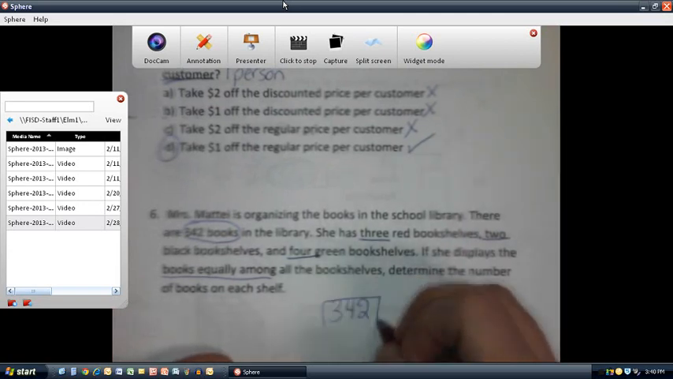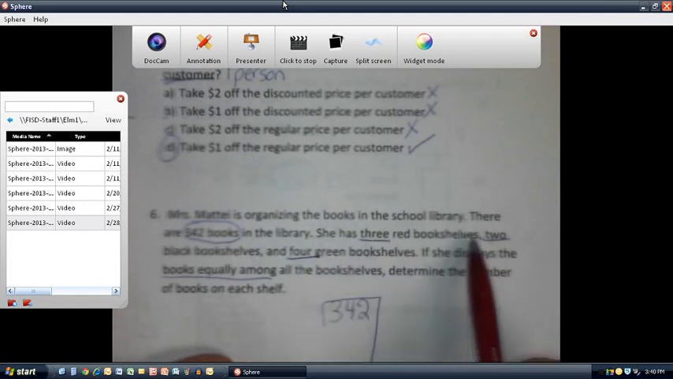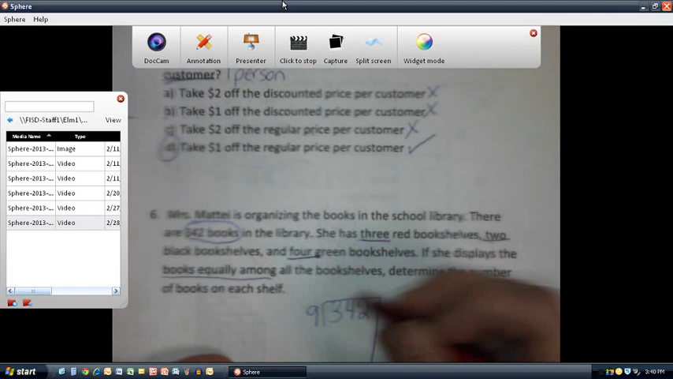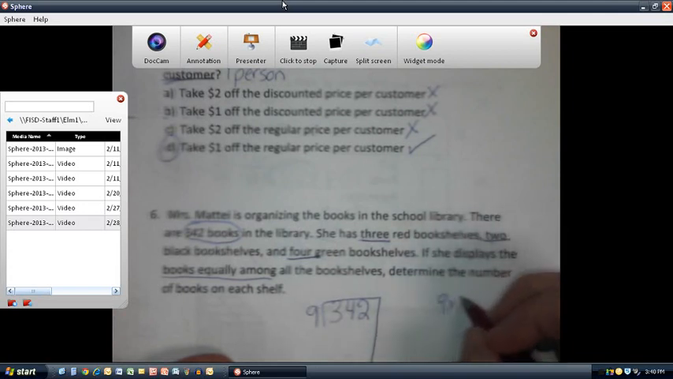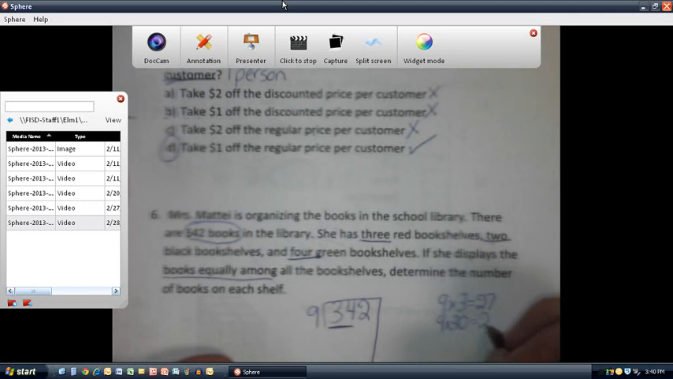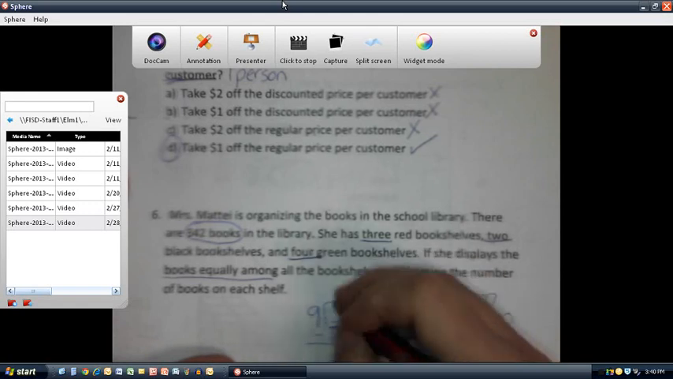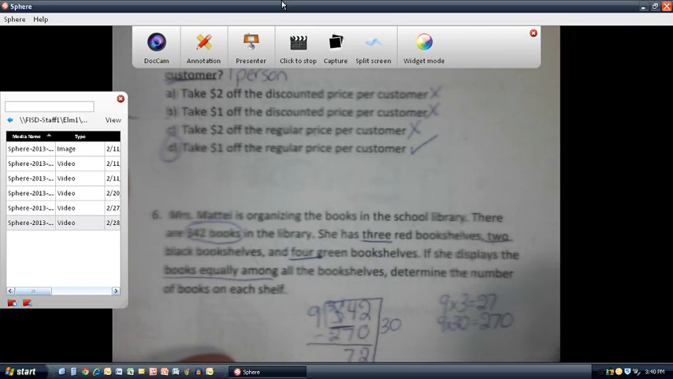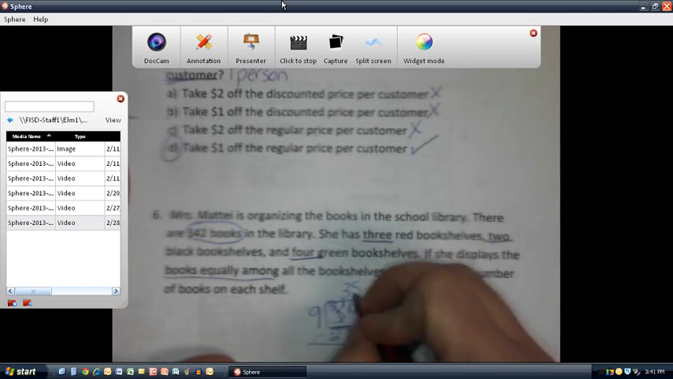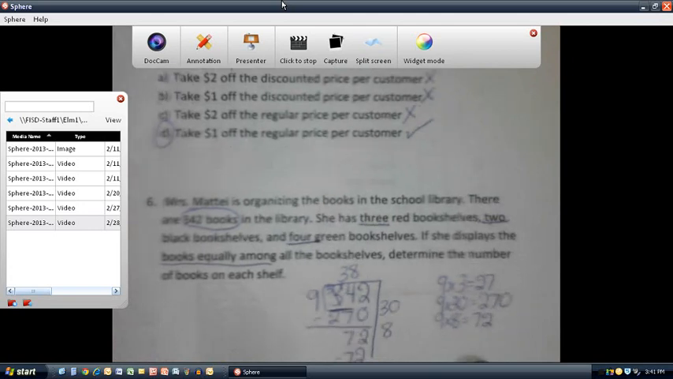342 books that I have to put onto 3 plus 2 is 5, plus 4 is 9 bookshelves. 9 times 4 is 36, so 9 times 3 is 27. I'm trying to get close to 34, so that then I can add a 0, and now I'm close to 342. If I put 30 in each group, that gets rid of 270, and I have 72 left, and I know 9 times 8 equals 72. So there will be 38 books on each shelf.